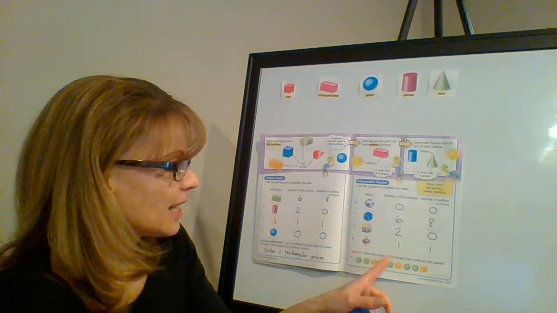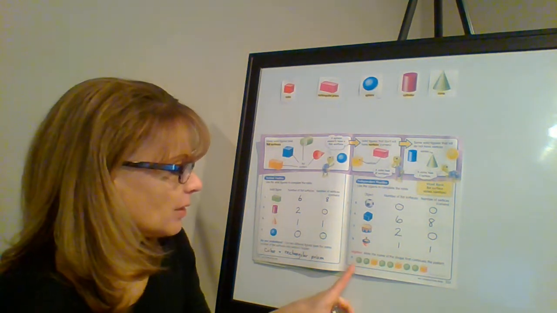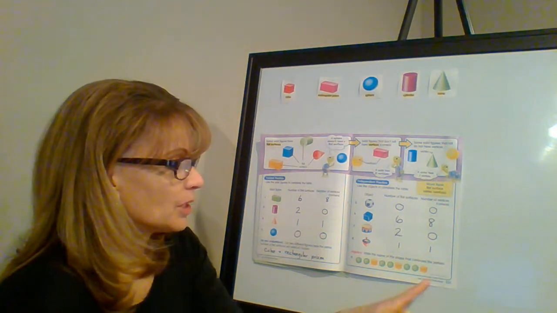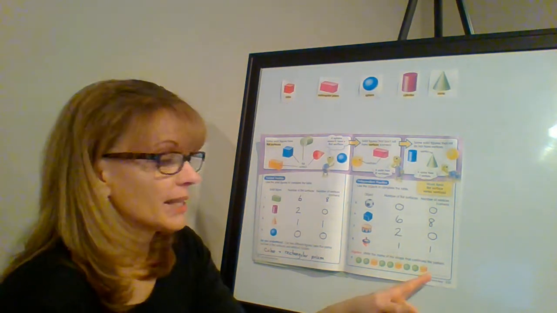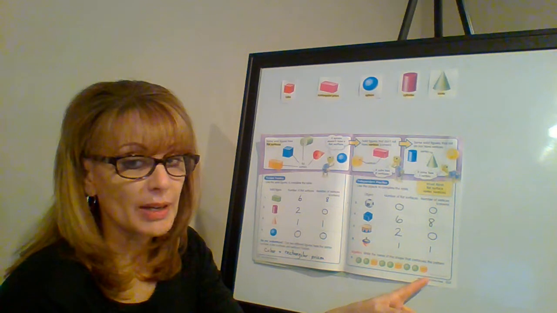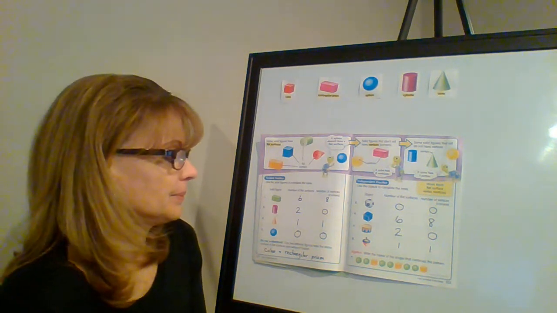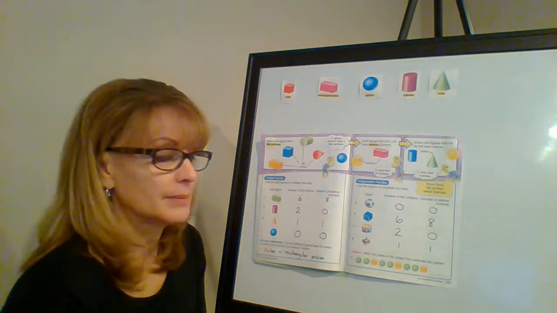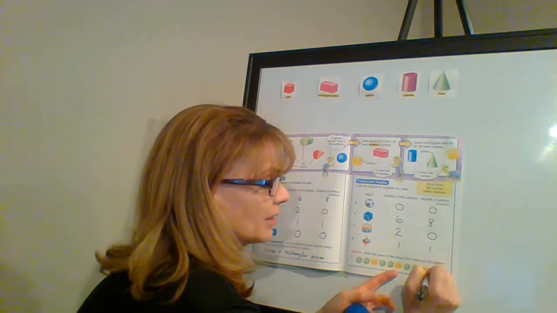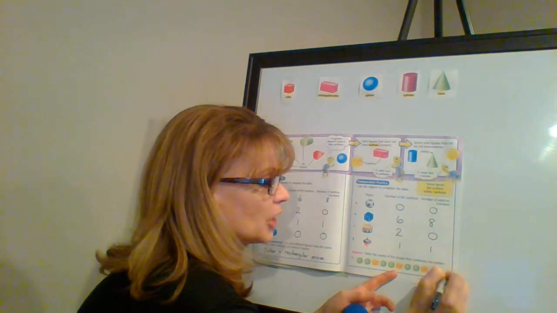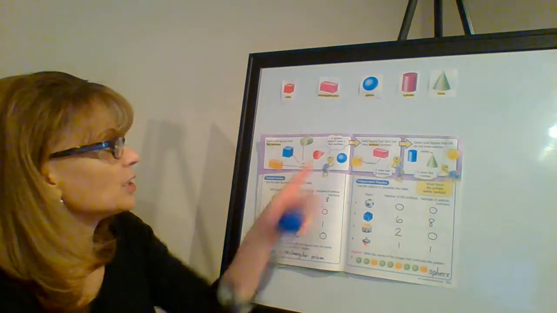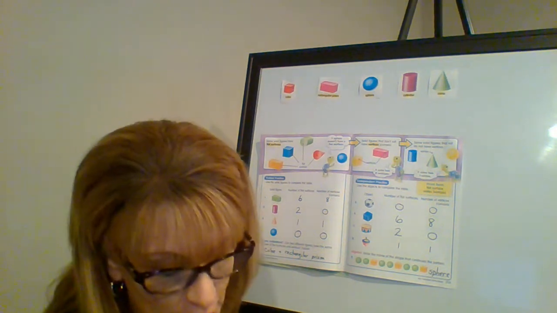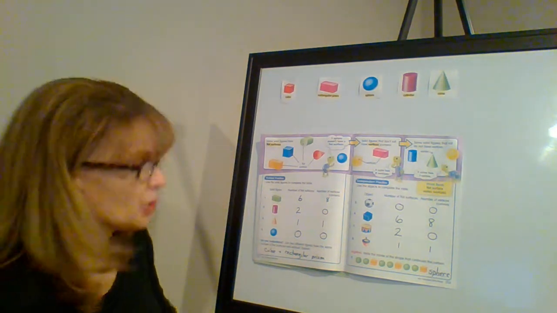Okay, write the name of the shape that continues the pattern. Look at the pattern. What do you think goes next? And it says write the name. So don't draw it, write the name. Did you write sphere and spell it correctly, which is right up here? S-P-H-E-R-E. Sphere. Good job.